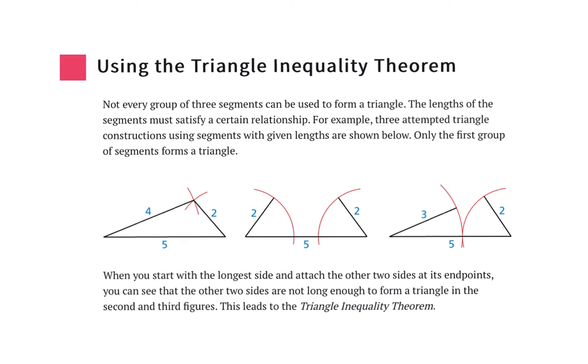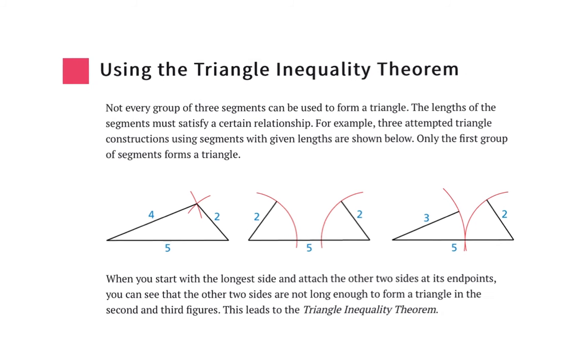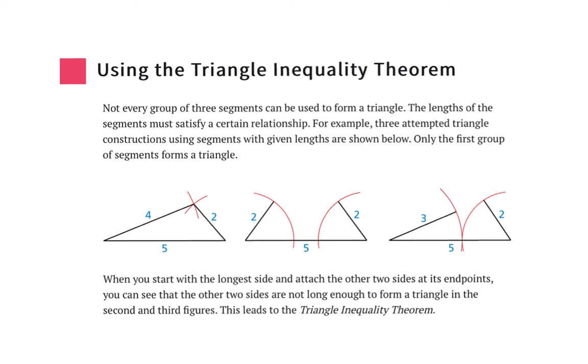If I gave you toothpicks that were 2 inches and 2 inches and 5 inches, I could not form a triangle out of those. If I pulled those 2 inches down and 2 inches down, there's no way for them to meet to create a triangle. If I gave you a toothpick that was 4 inches long and one that was 2 inches long and one that was 5 inches long, yes, I could make a triangle out of those three pieces.